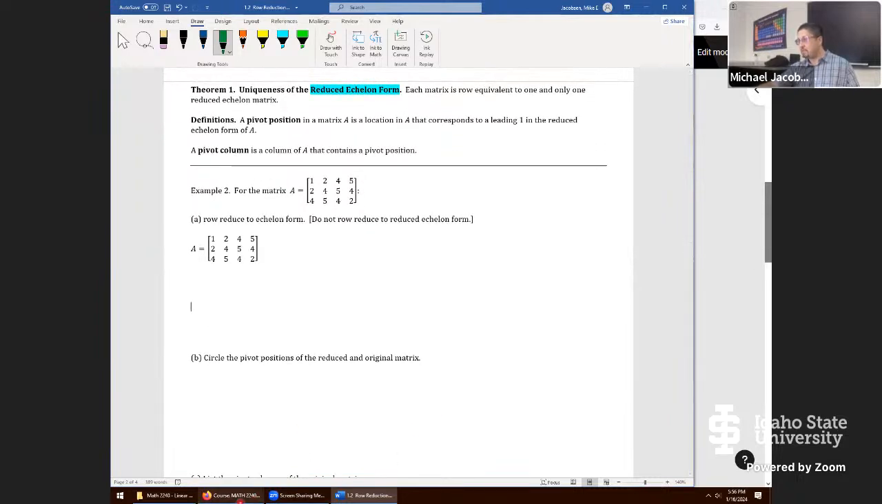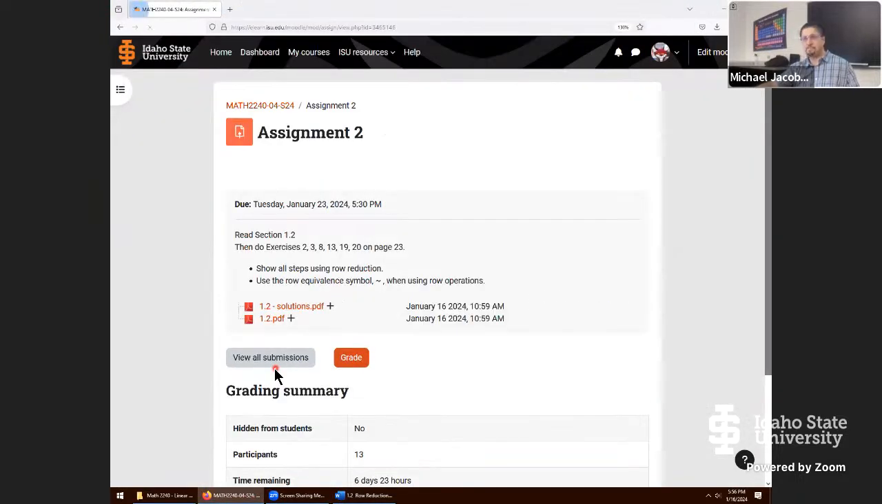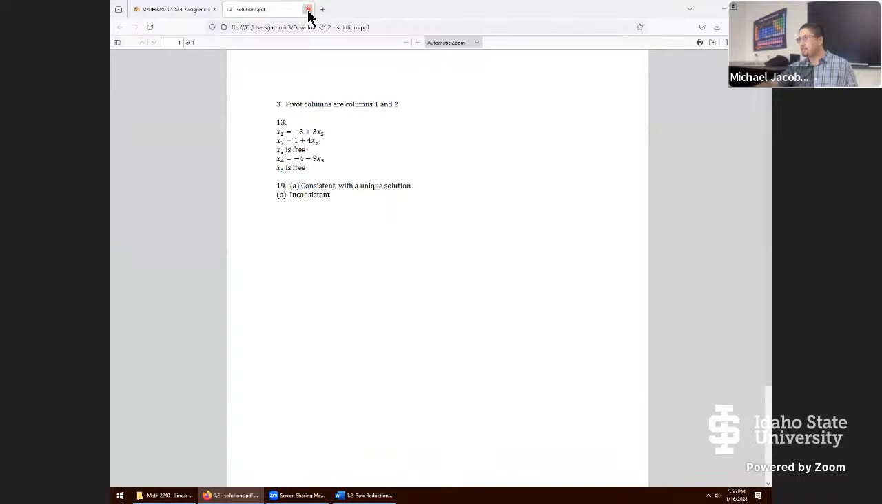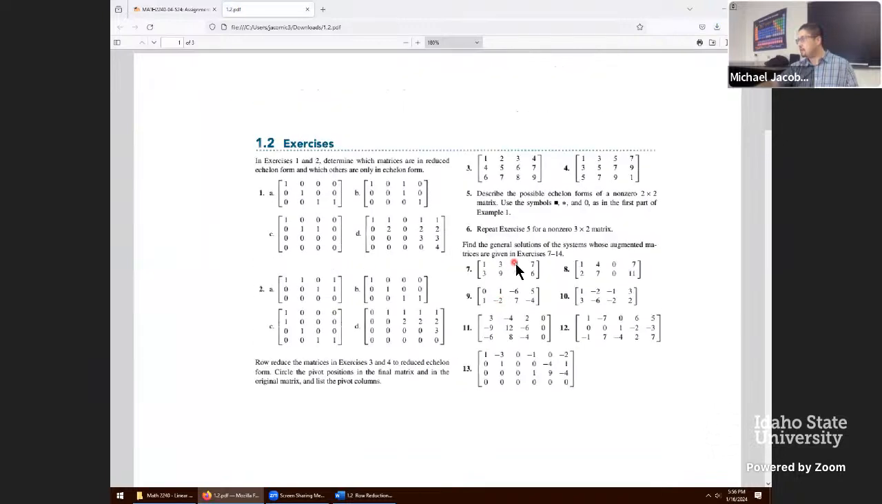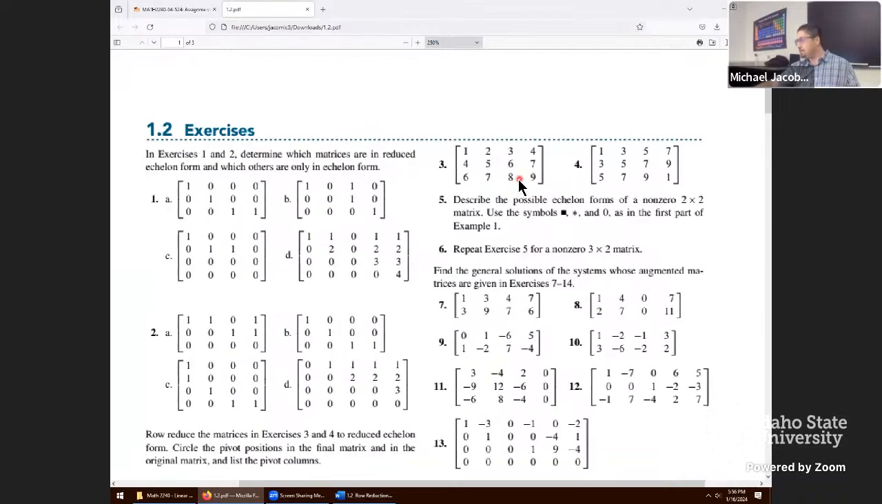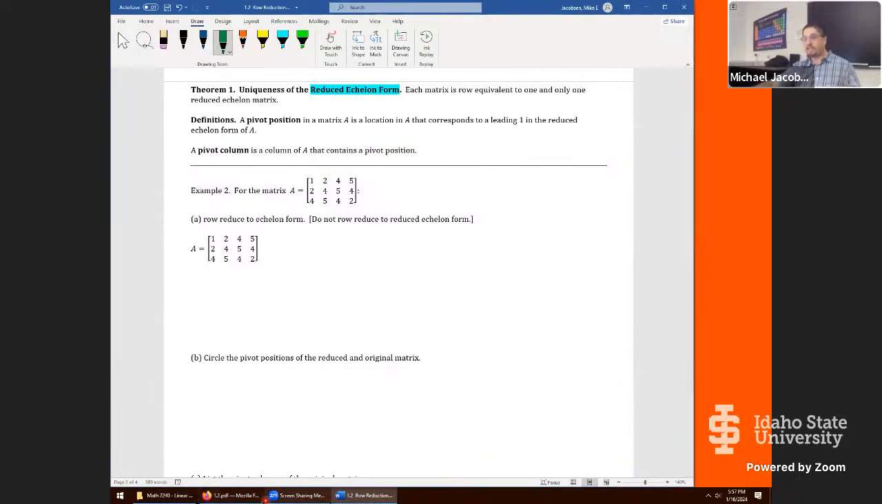But let's take a look at your problem, just to show you what I mean by the way these things are sometimes written out. I believe this should be 2 or 3. Okay, so it's problem number 3. This PDF doesn't scale so well. Oh, unless you zoom in. It says reduce the matrices in exercise 3 and 4 to reduced echelon form. Then we'll circle the pivot positions. So this is the second part in the final matrix and in the original matrix. Here's the third part and list the pivot columns. So they want a whole laundry list of different things on this one. Here it's separated out into parts A, B, and C.